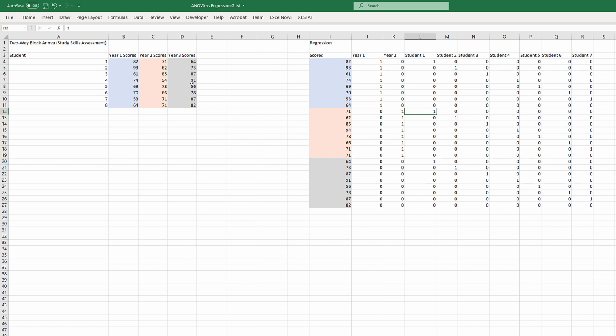So all we're doing is coding this table on the left into dummy variables over here on the right. So if you want to pause and take a look at that very quickly, go ahead and do so, and we'll begin in a second.